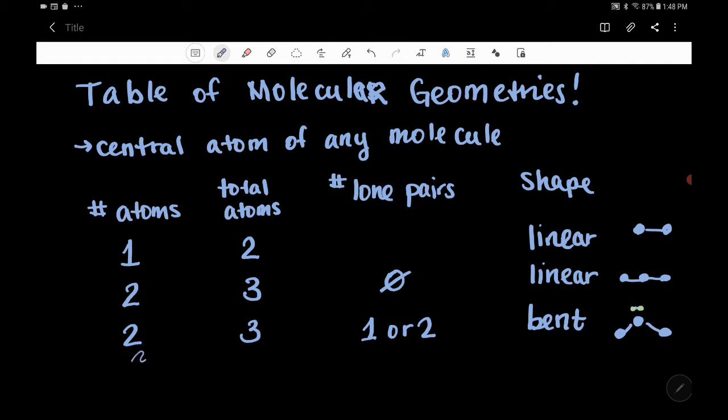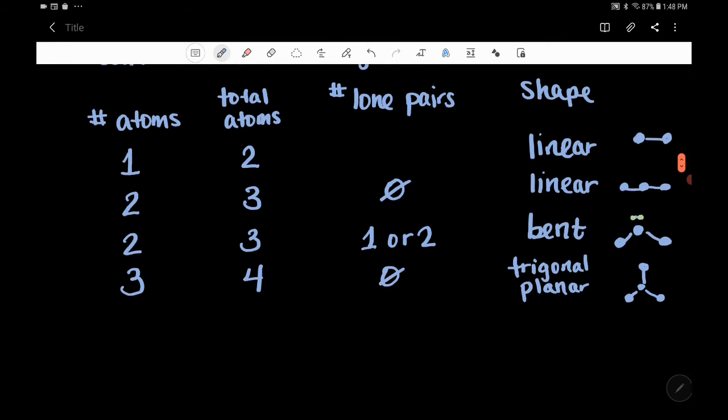If we have three atoms attached to the center, so four total, with no lone pairs, that's going to end up completely flat, because lone pairs on the central atom are what make bending in 3D shapes. So this is going to be trigonal planar, because it's flat, planes are flat, the geometry.